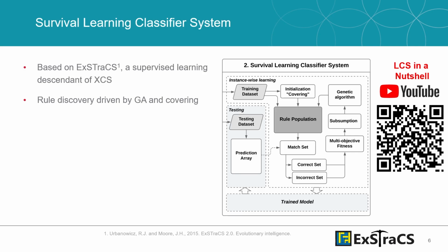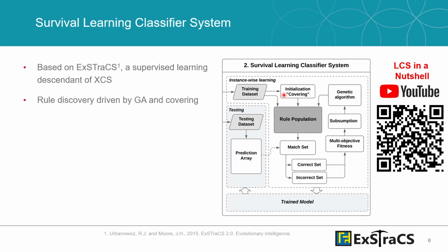This system is based on our previous ExSTraCS algorithm, which is a supervised learning descendant of the well-known XCS learning classifier system. And more specifically, as a supervised learning approach, it has a lot of similarities with the UCS learning classifier system. Overall, much of the architecture is the same as traditional learning classifier systems, with rule discovery being driven by a genetic algorithm and covering mechanisms. Michigan-style learning classifier systems in particular take an instance-wise approach to learning, focusing on one instance from the dataset at a time. The model itself is captured by a population of if-then rules.